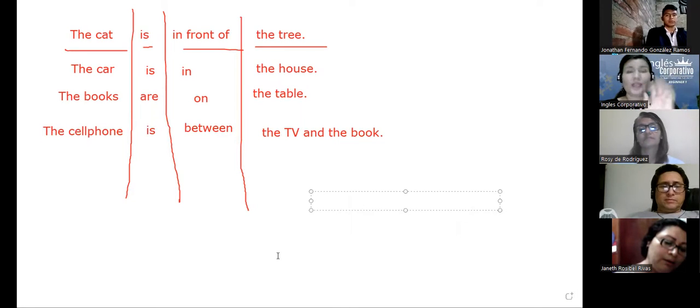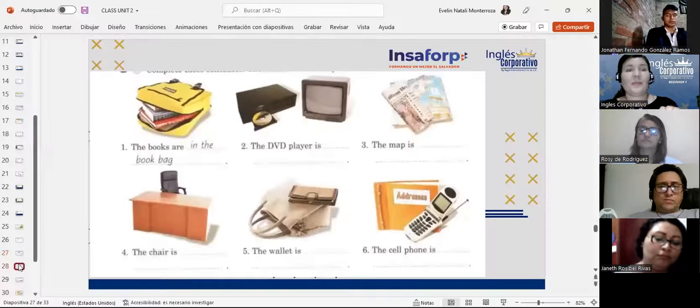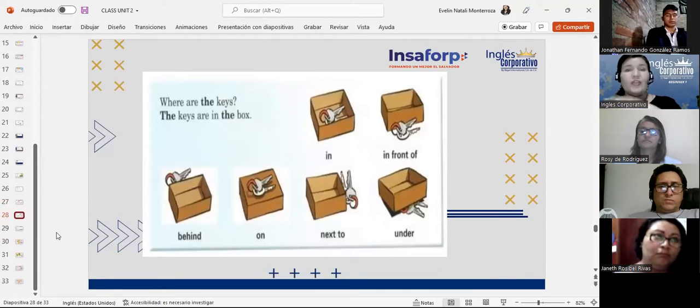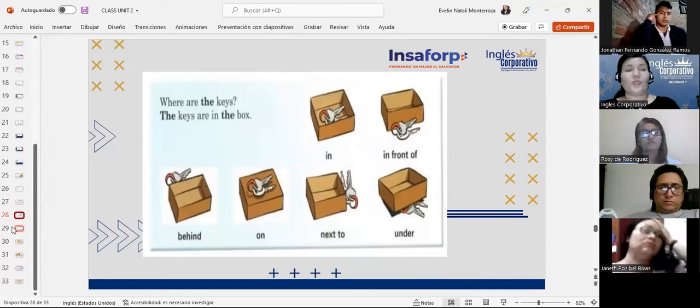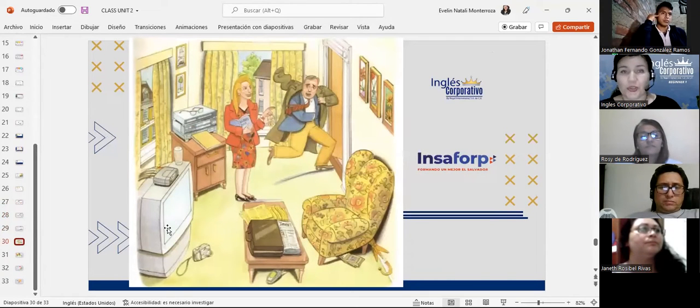Según esta estructura, ya que la tenemos, vamos a volver a nuestra presentación. Okay, because I have here these are the prepositions: in, on, in front of, behind, next to, under, between. Right, and we are going to go with a picture. Okay, ahí tenemos una foto.